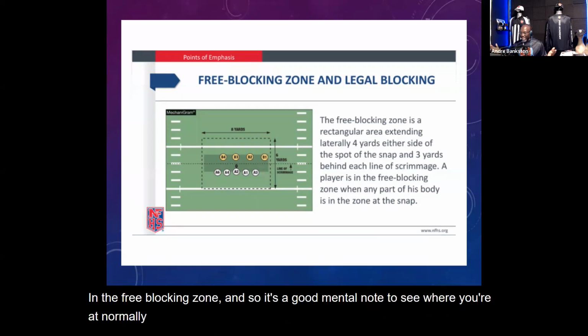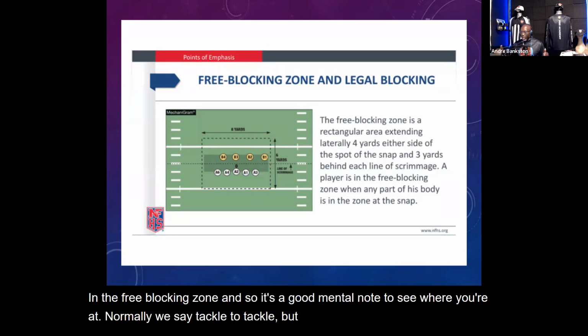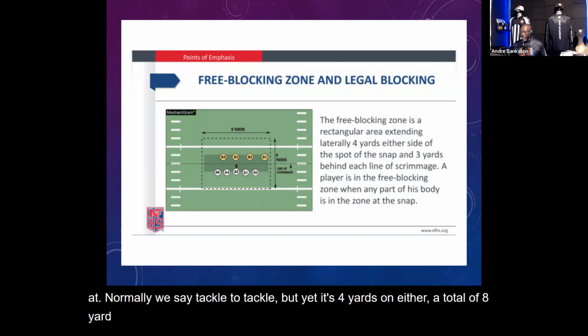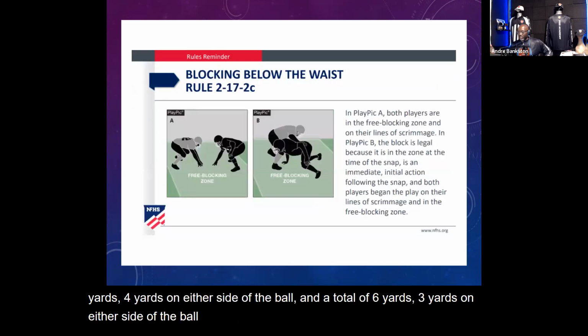Normally we say tackle to tackle. But yeah, it's 4 yards on either side, a total of 8 yards, 4 yards on either side of the ball, and a total of 6 yards, 3 yards on either side of the ball. So look at this a little bit more.